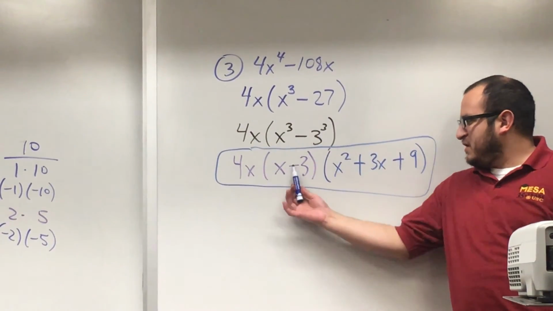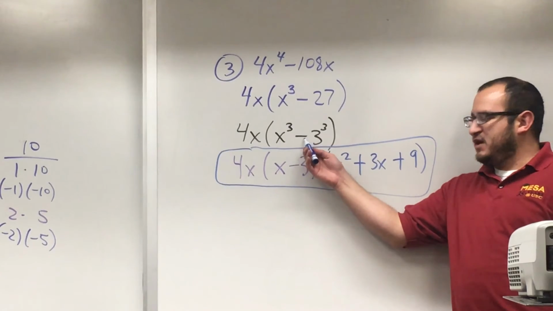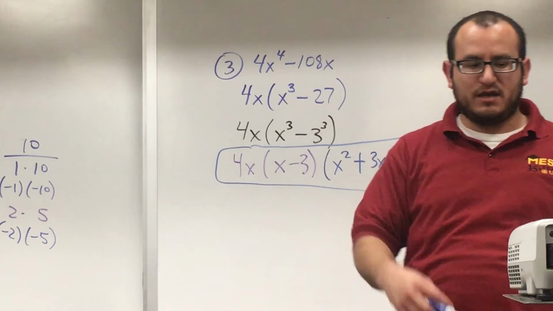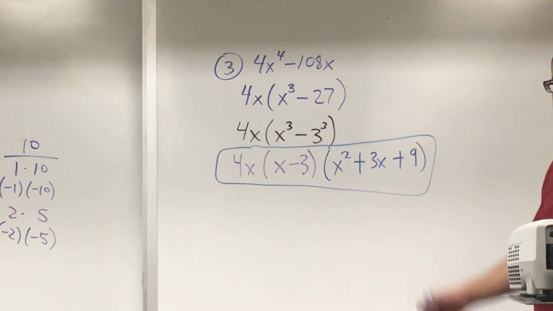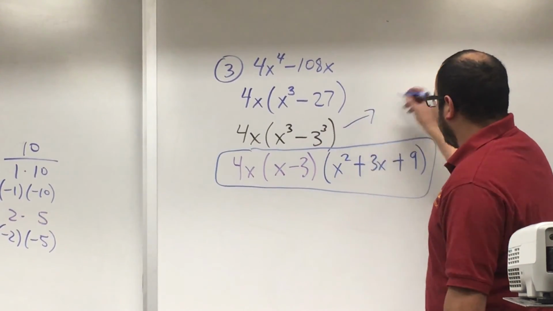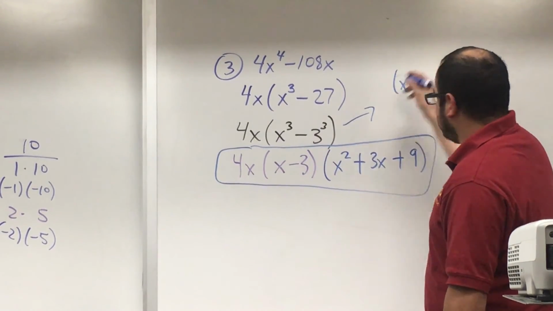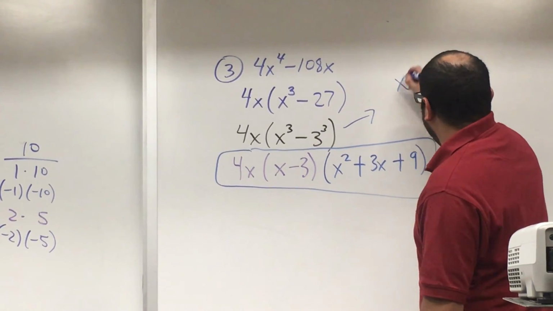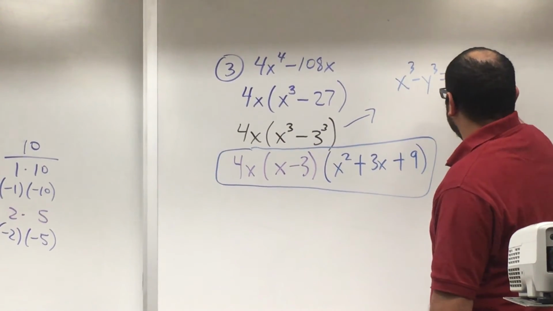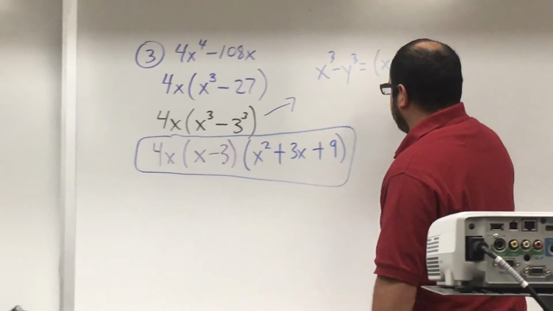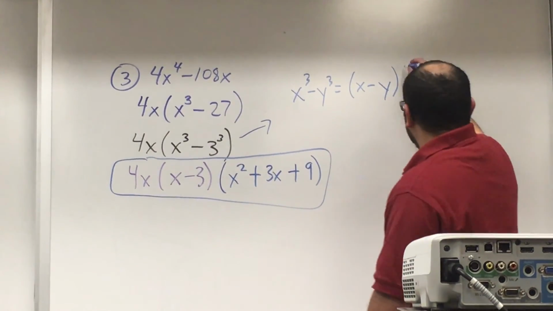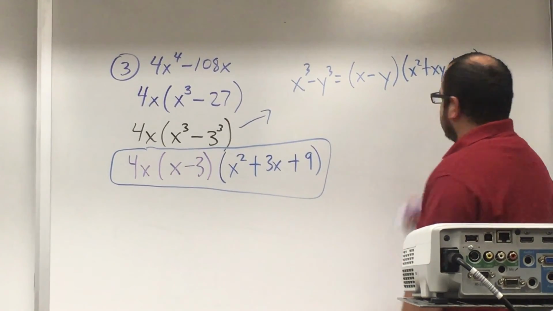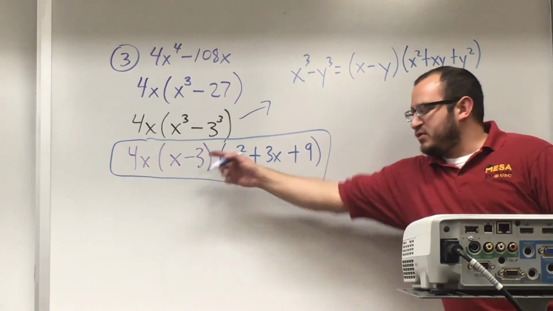From here, these 2 parentheses, where did this come from? It came from the difference of cubes. Again, if you don't remember what the formula is, I don't want you to memorize it. Just go back to the slide, and you'll see where I got it from. It says x cubed minus y cubed is equal to x minus y, times x squared plus xy plus y squared. That's exactly where I got these 2 parentheses from.